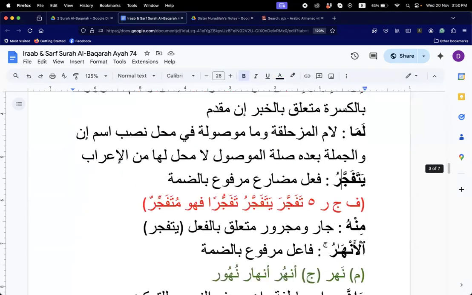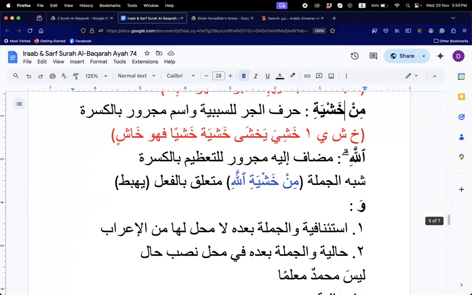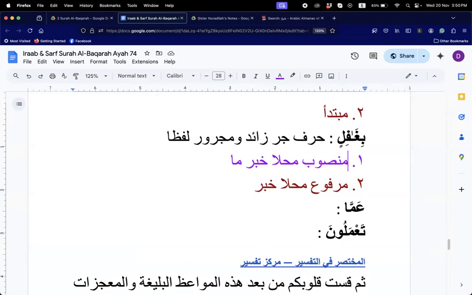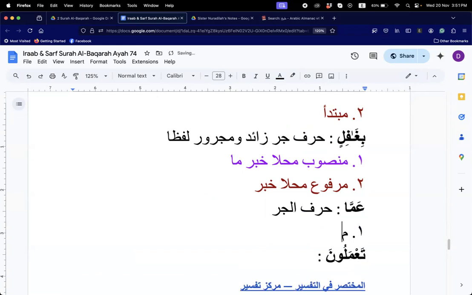Okay. Amma. Amma is harf jar. Yes, amma is a mawsul. This is a jar majrur, isn't it? Yes, but what kind of ma? Is it saying it's mawsul? Any others? Oh, is this masdariya? Yes, actually, both can.